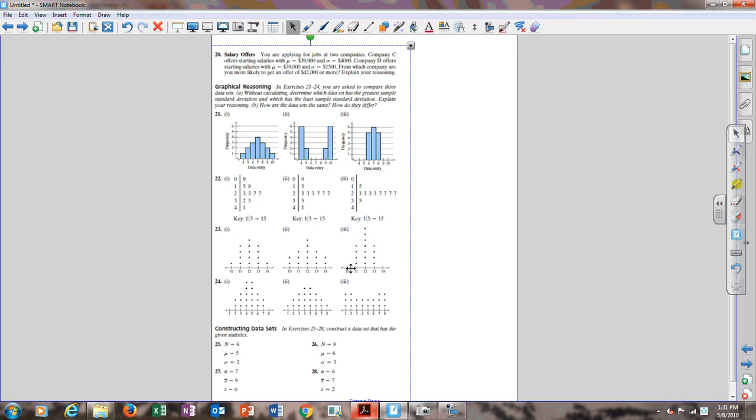Number 24, 3 is going to be the highest standard deviation. And it's going to be because you have the high points out here on the ends. Number 1 is going to be the lowest standard deviation. And it's because you don't have any points out on the ends.